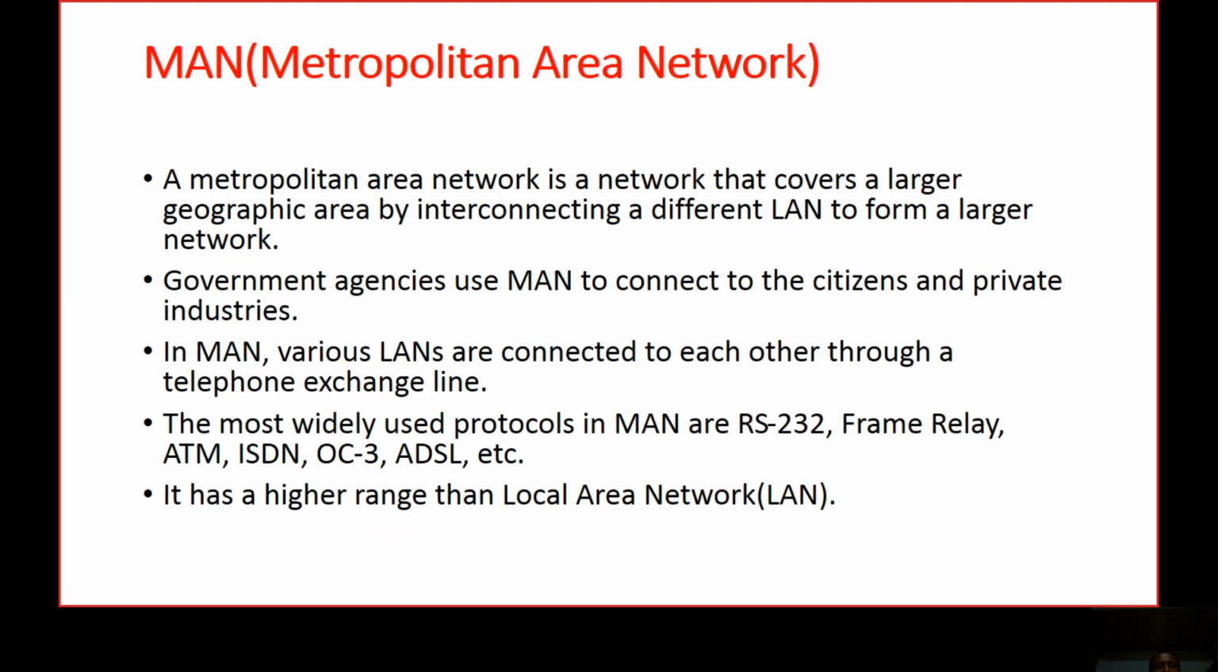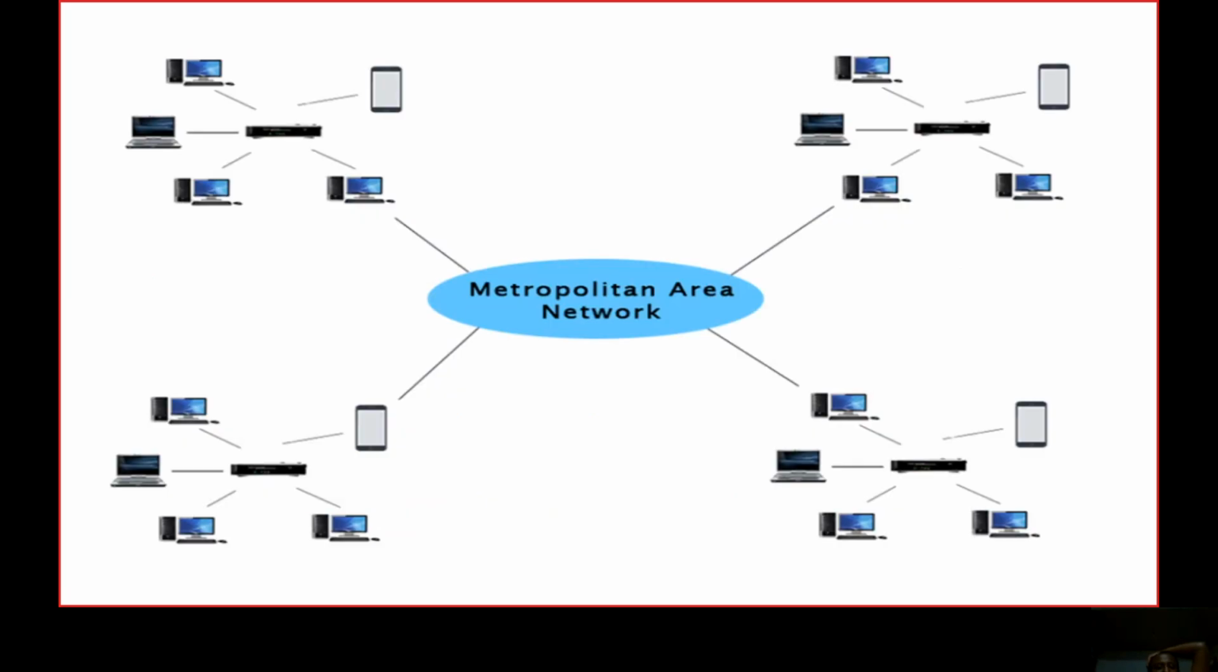And metropolitan area network. A metropolitan area network is a network that covers a large geographical area by interconnecting different LANs to form a large network. For example, government agencies use MAN. So MAN connects various LANs to each other through a telephone exchange line. It has a higher range than a local area network.